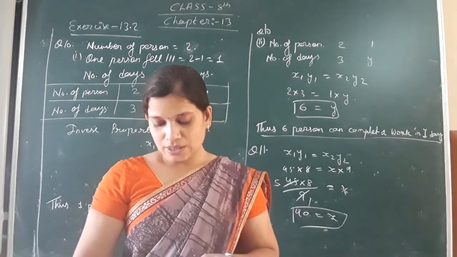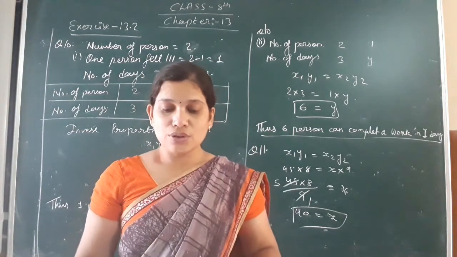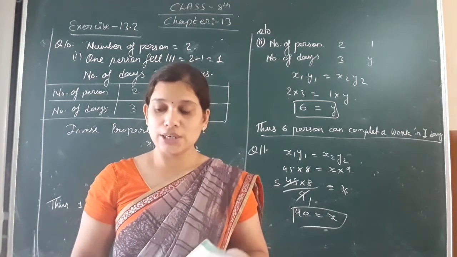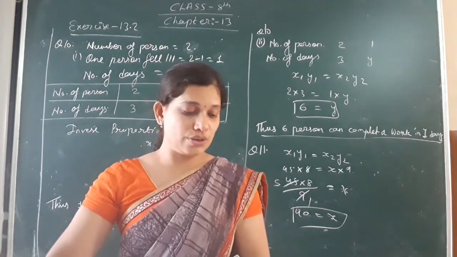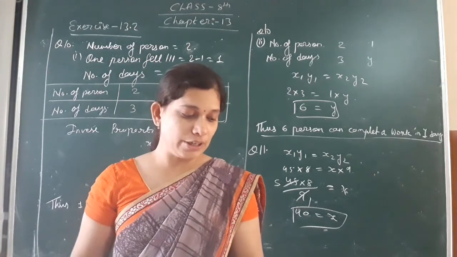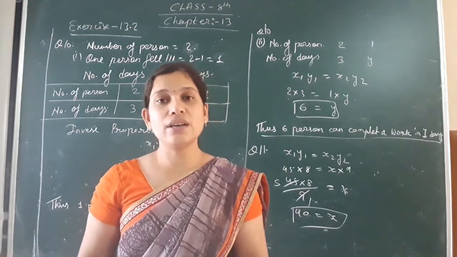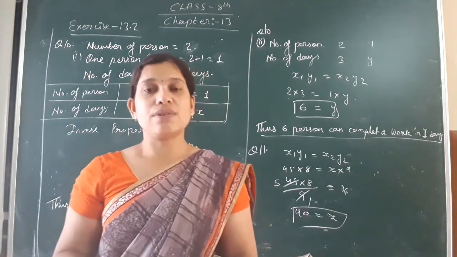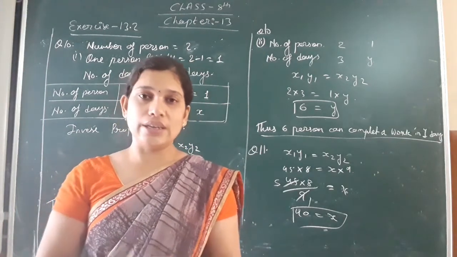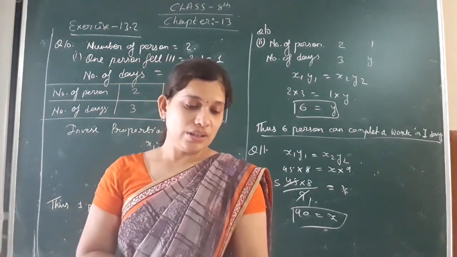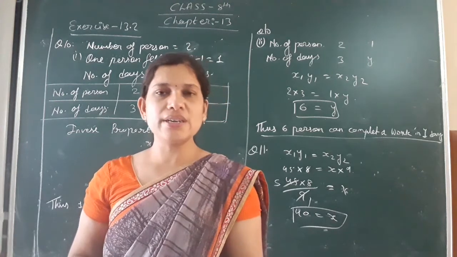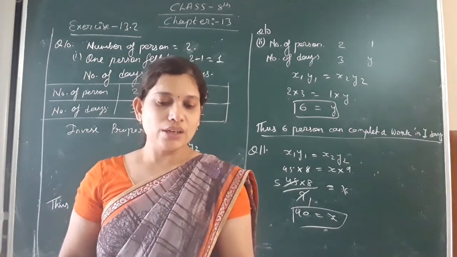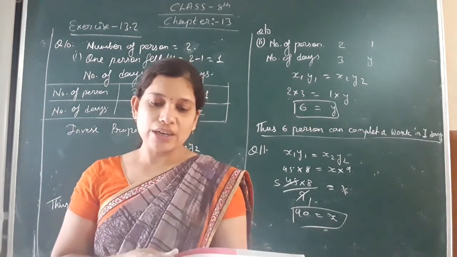So here we have completed the explanation of 13.2, the third explanation of exercise 13.2 is completed. So here we have completed the exercise as well as chapter 13, that is inverse and direct proportion. Chapter 13 direct and inverse proportion is completed. It's a very small chapter containing only 2 exercises.